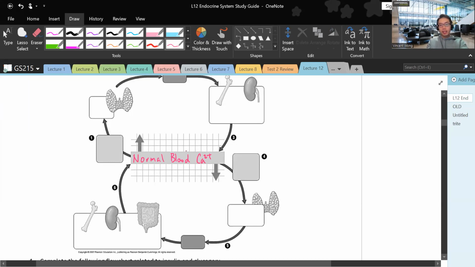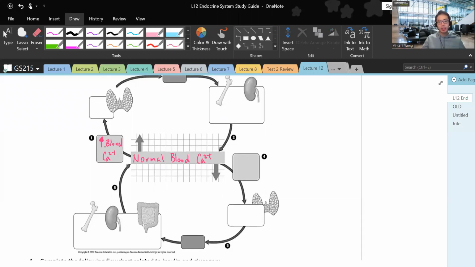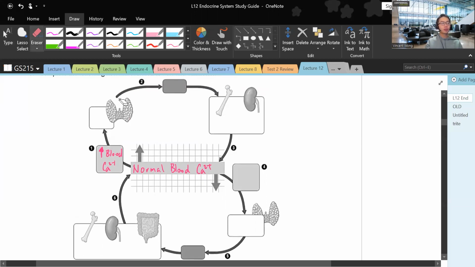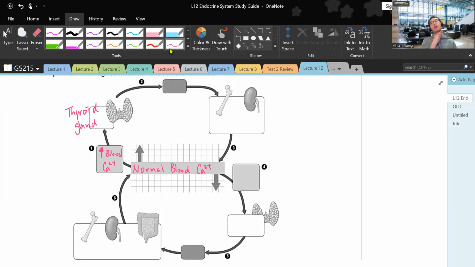And there's always some kind of event that disrupts the homeostasis, right? So in this case, we would have an increase in blood calcium. And that could be caused by a sudden increase in calcium in your diet. Maybe you had a lot of dairy products, or even if you take calcium supplements, right? So that causes the calcium level in the blood to increase, and that will trigger this gland right here to release the calcitonin. So this is the thyroid gland.